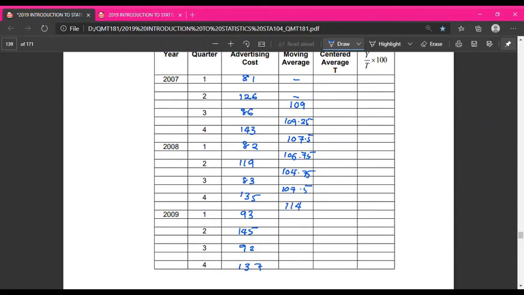Next, 135, 93, 145, 92. Divide by 4, it is 116.25. And then the last one, 93 plus 145, 92, 137. It is 116.75. Here is blank.